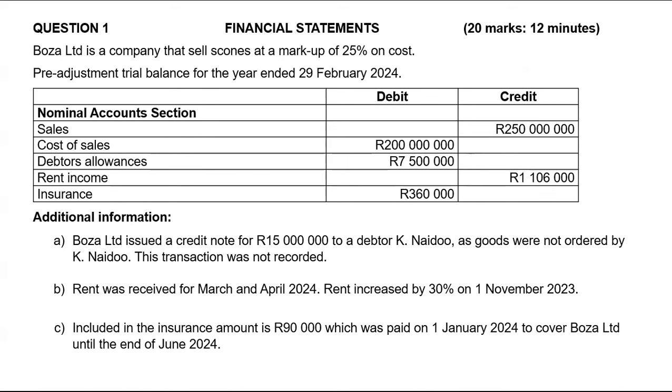Okay. Now, here, since I'm given the selling price, which is 15 million rand, I'm simply going to take that 15 million rand and multiply it by 100 divided by 100 plus the markup. Here, the markup was 25, sorry, it was 25. So I will just divide it by 100 plus markup. And this will give me the cost price, which is 12 million rand.